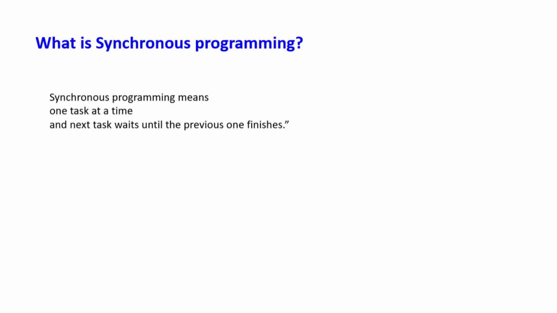Number one, what is synchronous programming? Synchronous programming means one task at a time, and the next task waits until the previous one finishes. So two important things here: one task at a time, and the next task waits until the previous one finishes. So let's see real life example number one for synchronous programming.